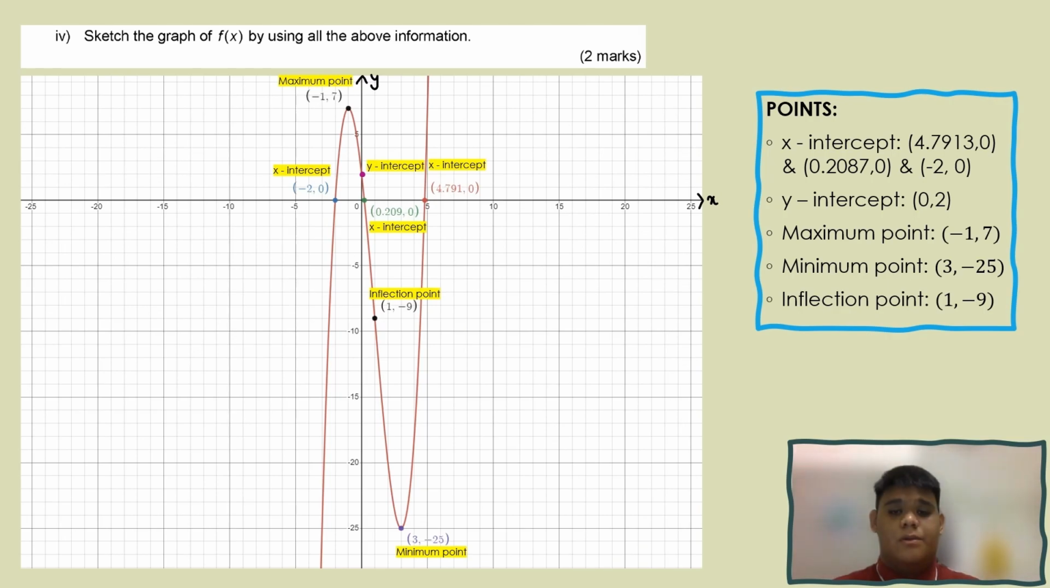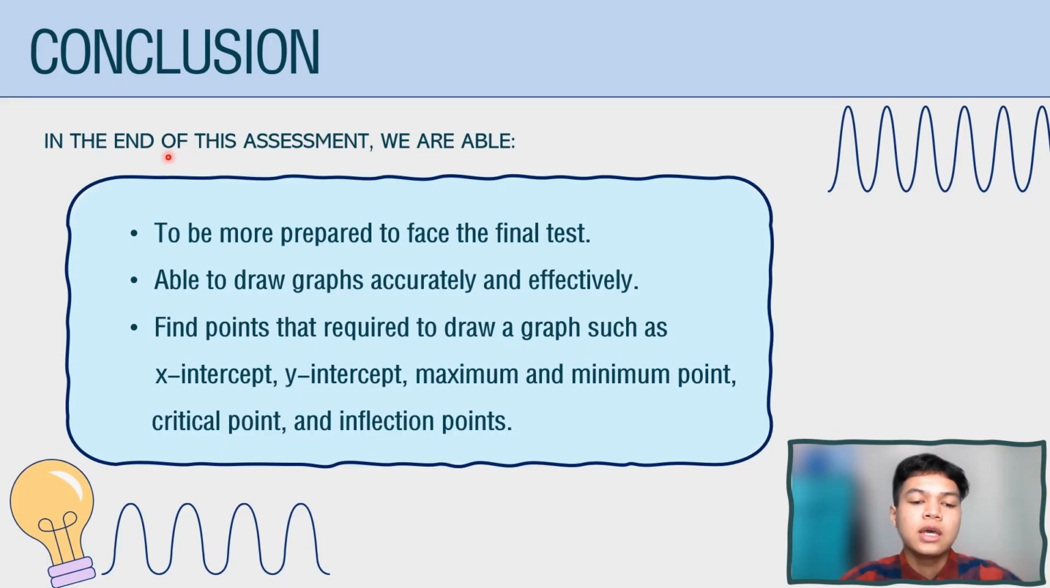So this is how it looks like when you are done plotting the graph. In the end of the assessment, we are able to be more prepared to face the final test, and we are able to draw graphs accurately and effectively. And we are able to find points that are required to draw a graph such as x-intercept, y-intercept, maximum and minimum point, critical point, and inflection point.